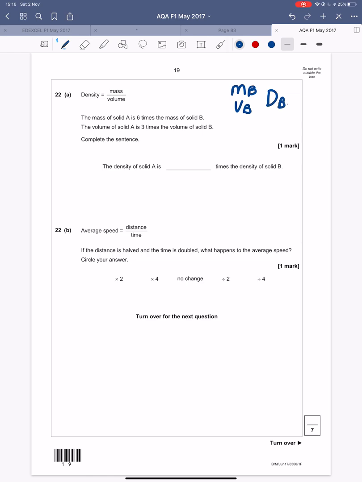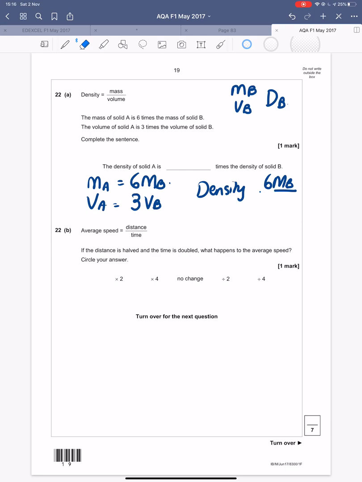Okay, so when we're looking at A, the mass of A is 6 times the mass of B. And then the volume of A is 3 times the volume of B. And density is the mass, which is 6 MB, divided by the volume, which is 3 VB. So when you divide, 6 divided by 3 is 2. Density of A is 2 times the density of B.